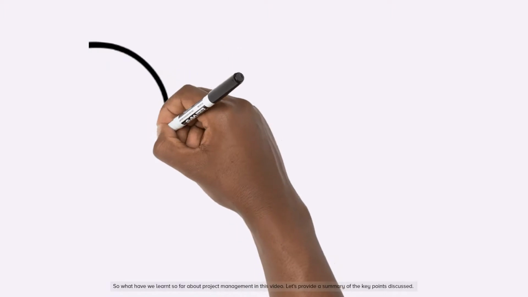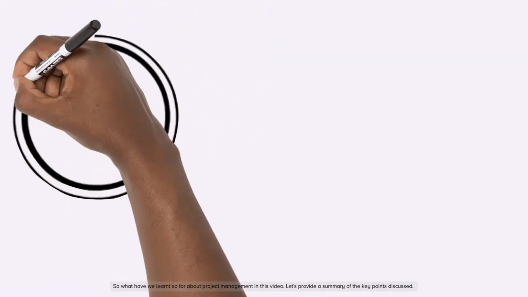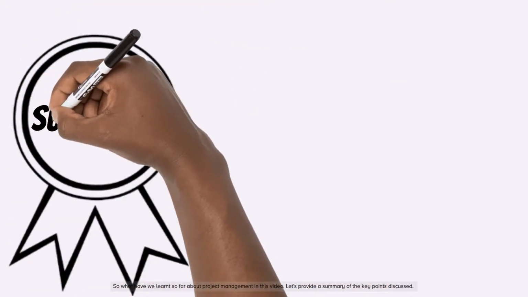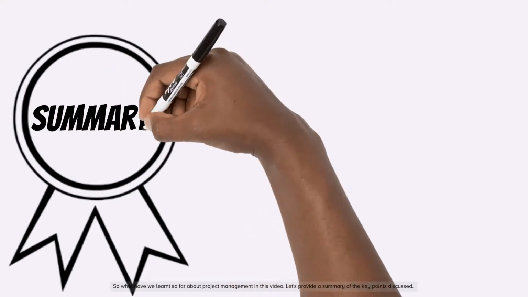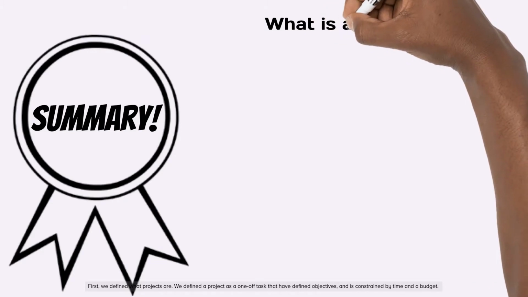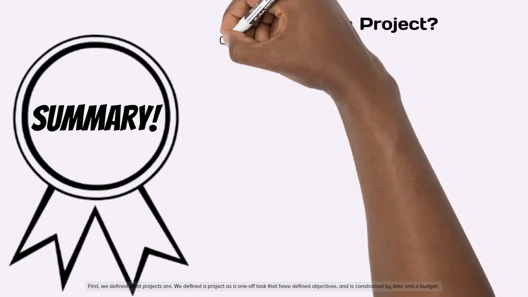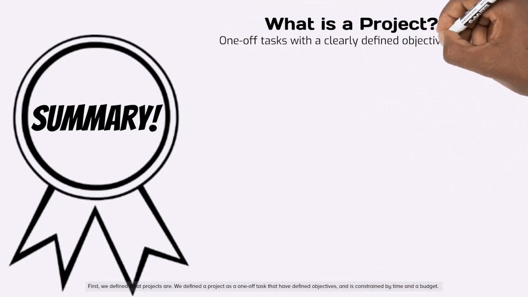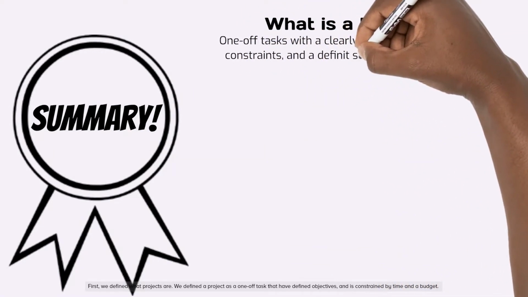So what have we learned so far about project management in this video? Let's provide a summary of the key points discussed. First, we defined what projects are. We defined a project as a one-off task that has defined objectives, and is constrained by time and a budget.